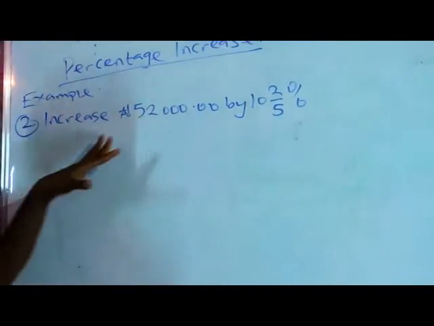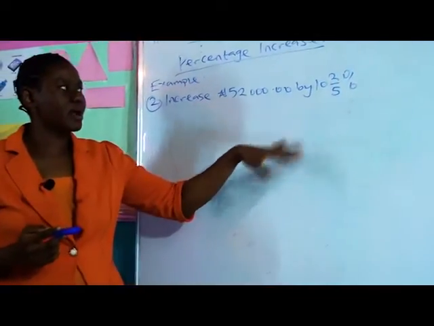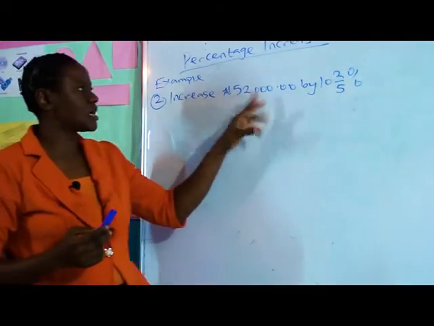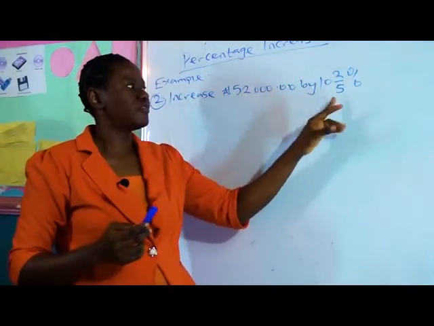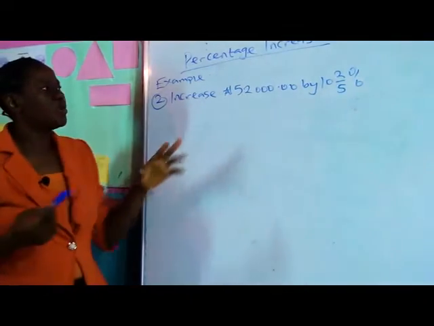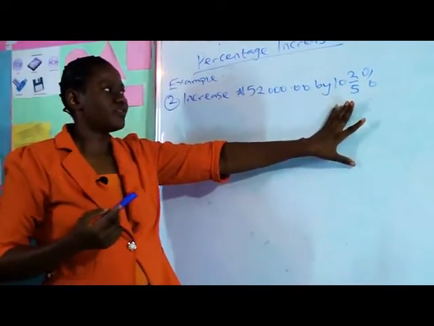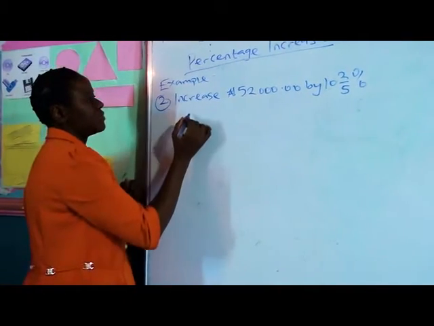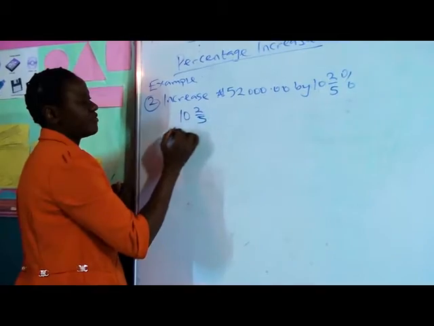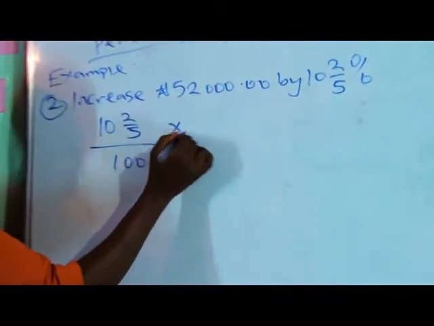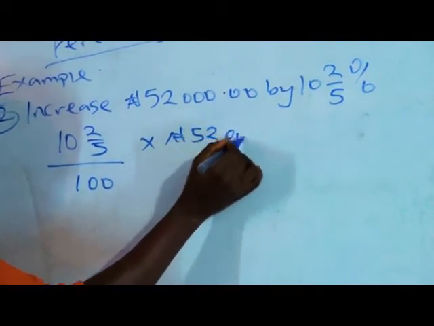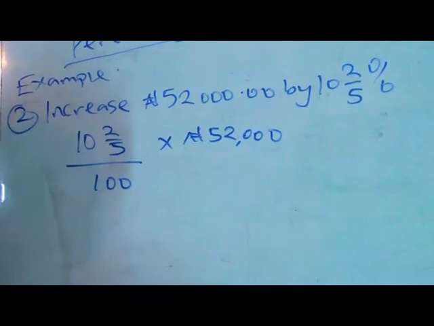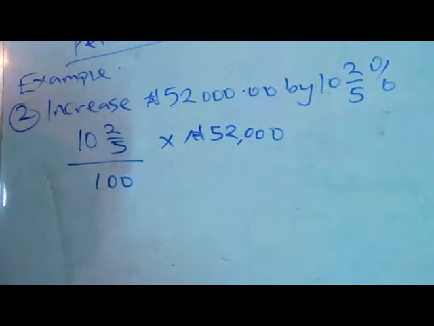The question is, increase 52,000 naira by 10 2/5%. What do we do? We need to find 10 2/5% of 52,000 naira. How do we do this? 10 2/5 all over 100 times 52,000. This is a mixed fraction like we learned. We need to change this to an improper fraction.